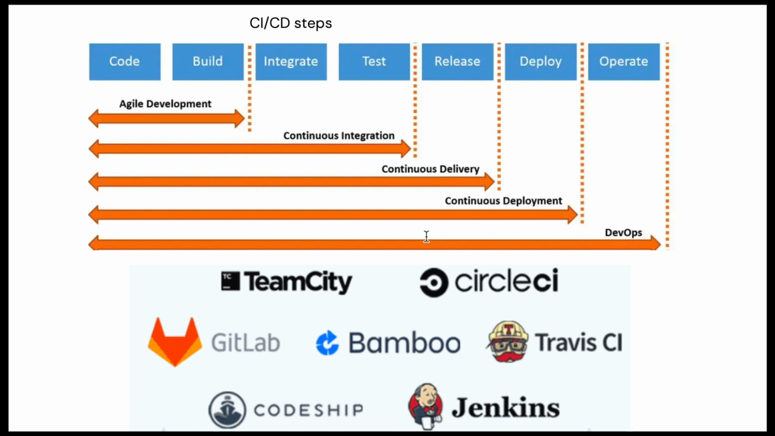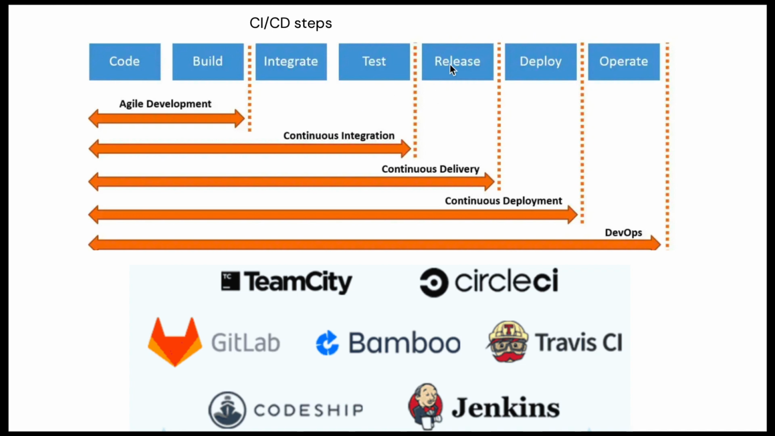So first, once you or the team has committed the code to the repository, that is the version control system, from there the CI will detect the change, and it will compile and build the package. Once the package is built, it will do the integration testing, etc. Once that is done, it will release the package.